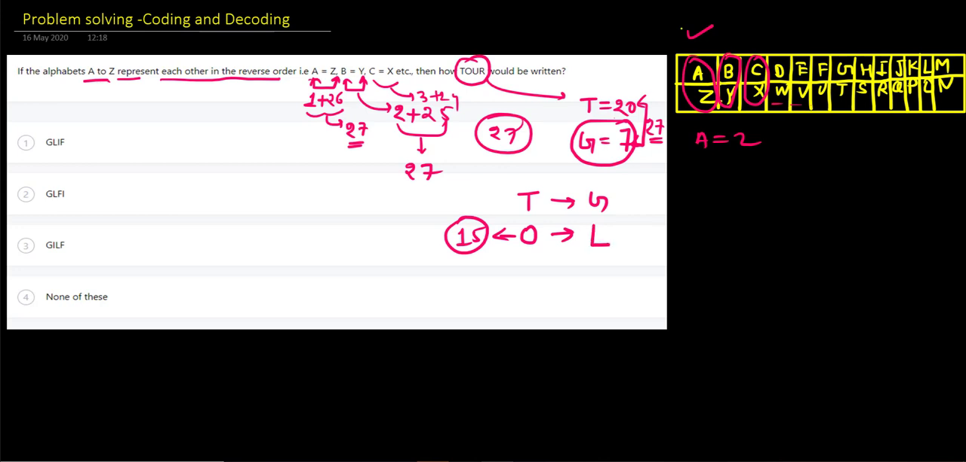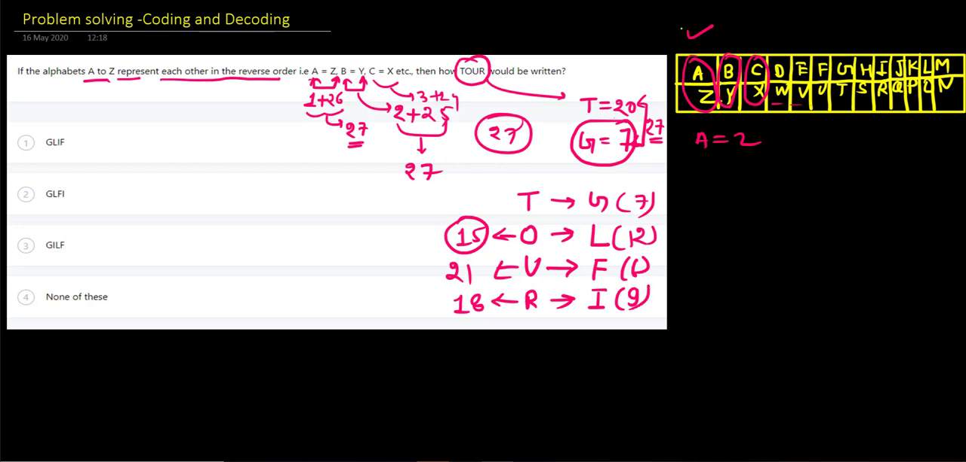For U, U is 21, so the remaining is 27 minus 21, which is 6, and F is the 6th letter. Now the remaining is R. R is 18, so the remaining would be 27 minus 18, which is 9, and 9 is I. So in this manner you can find the letters corresponding to TOUR. The answer would be G, L, F, I. We solved this question in a faster way because we remember the positions of the alphabet. That's why I gave you the trick. Now let's go to the next question.